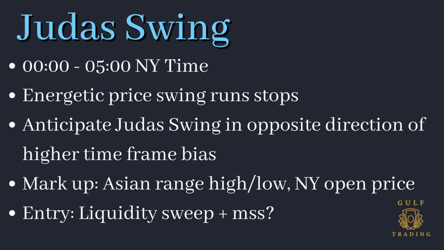And what you're looking for during this time period is an energetic price swing that runs stops, so taking out liquidity. And when you have a higher time frame bias, you should be looking for the Judas Swing in the opposite direction. So for example, if you have a bullish bias, then you would look for a sweep of sell side liquidity with an energetic bearish move, and then the opposite for a bearish bias.